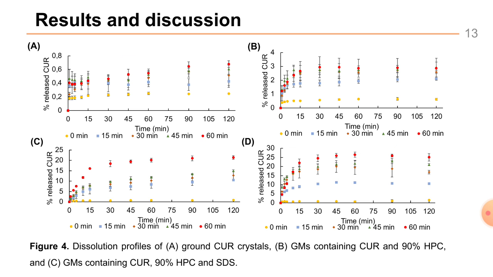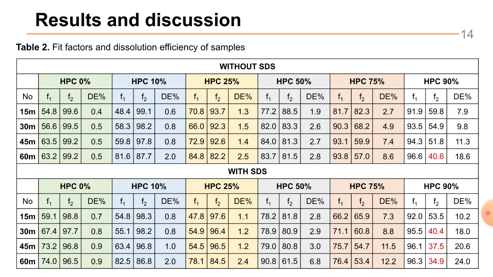Figure A shows dissolution profiles of brown curcumin crystal. As grinding time increased, the dissolution rate was enhanced because curcumin was partly transformed into an amorphous phase. Presence of HPC and SDS in the mixture increased the dissolution rate of curcumin due to the hydrophilicity of HPC and the surfactant characteristic of SDS. The highest dissolution rate of curcumin was observed in 120-minute GMs containing 90% HPC and SDS.